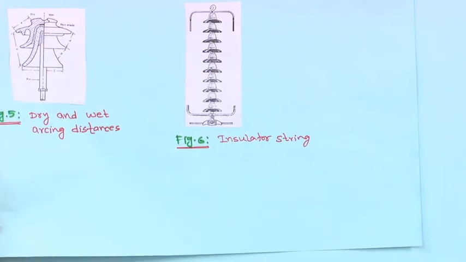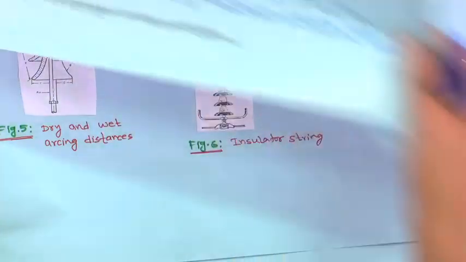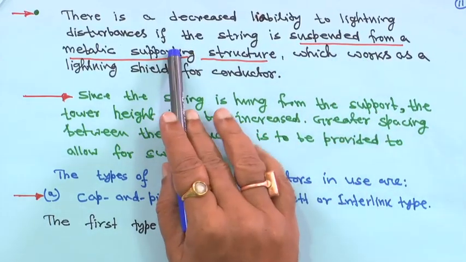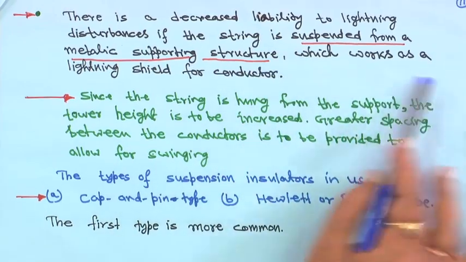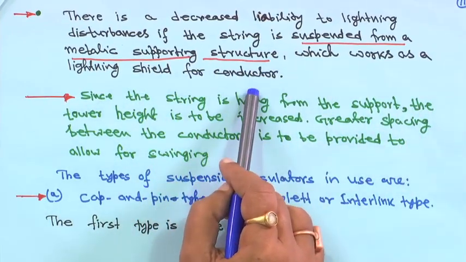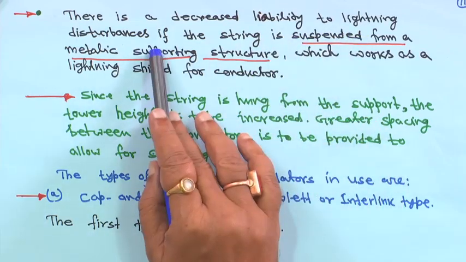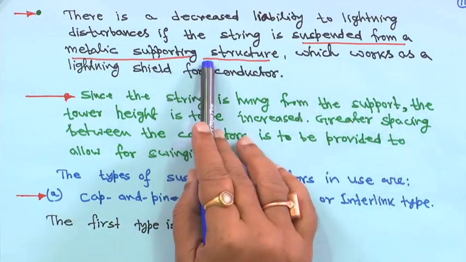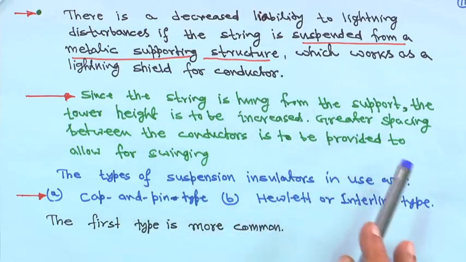Another thing is there is a decreased liability to lightning disturbances if the string is suspended from a metallic supporting structure, which works as a lightning shield for the conductor. This is a great advantage actually. If there is a lightning stroke on the tower, the metallic supporting structure works as a lightning shield for the conductor.